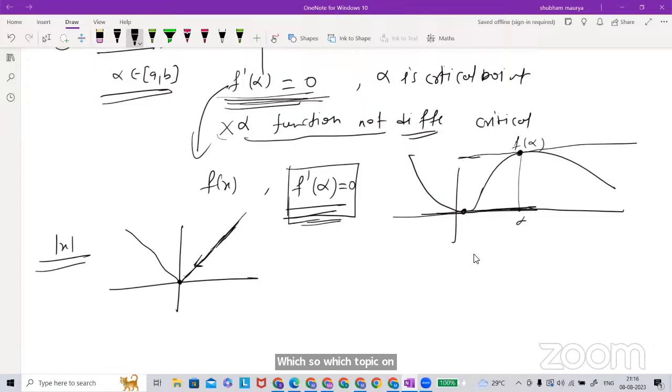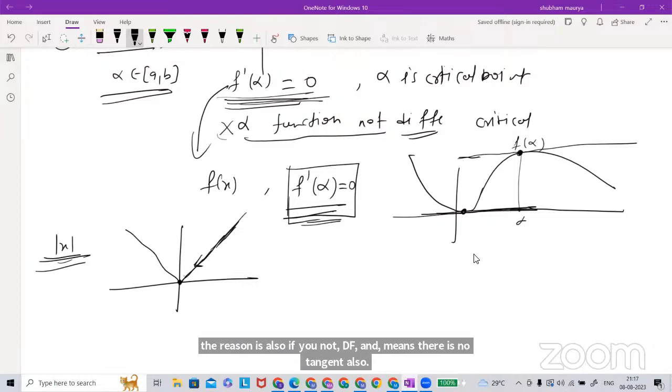I'm just explaining about the critical point. Okay, sir, the geometric meaning of the critical point. Yes, and also in that topic, where the function is not differentiable, that is also going to be a critical point. For example, mod x. This function is not differentiable at the origin. If it is not differentiable, it means there is no tangent also.